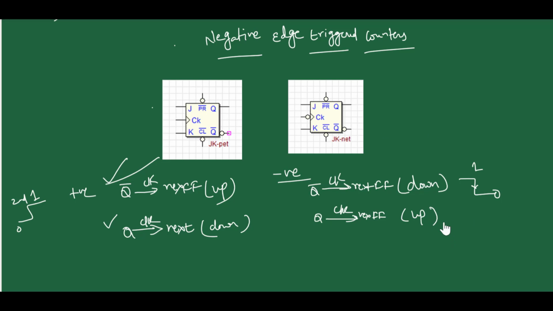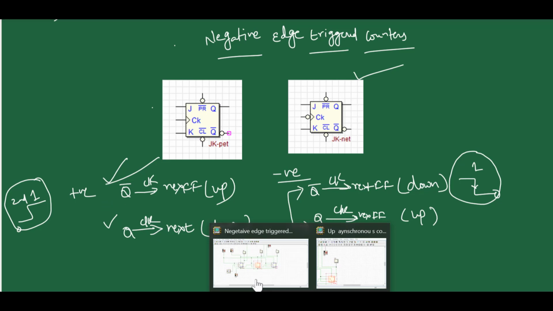So please remember, the only difference is that your next flip-flop will respond to a 1 to 0 transition in case of negative edge triggering, and a 0 to 1 transition in case of positive edge triggering. This is the only difference you should remember when you design the circuit with positive edge triggering and negative edge triggering. Now we'll try to see the negative edge triggered circuit. Please remember this rule: when Q bar is connected as a clock to the next flip-flop, it will be down counting. If Q is connected, it will be up counting. It is the reverse of positive edge triggering. Now we'll see the simulation.